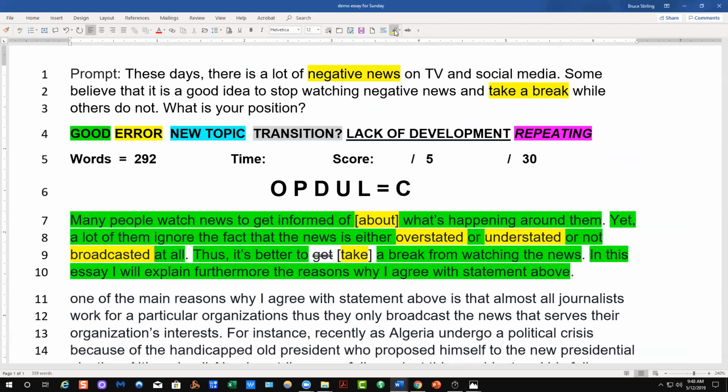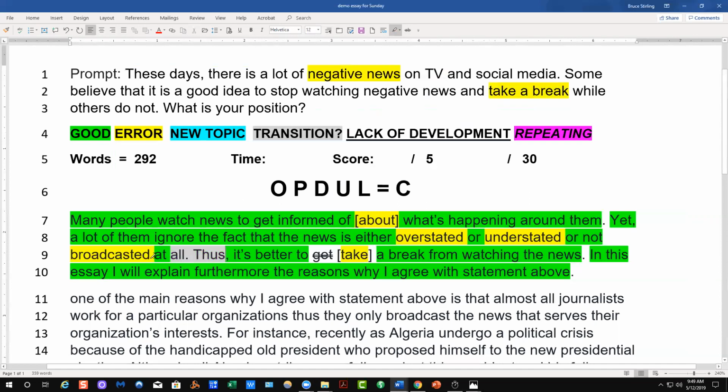Right. Okay. Now, what connection is there between saying news is repeated the same thing too many times, not talked about at all, or not even shown at all? What's the connection between these 3 ideas and negative news? Well, I'm not sure, to be honest. And then from this sentence, line number 9, this writer transitions into, thus it's better to take a break from watching the news. This is also a transition problem. I'm not exactly sure what the connection is between overstating or understating or not broadcasting news at all, and taking a break from it.